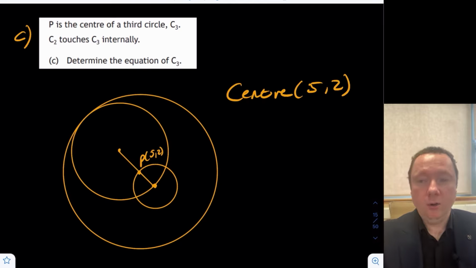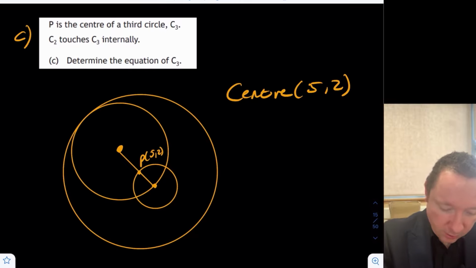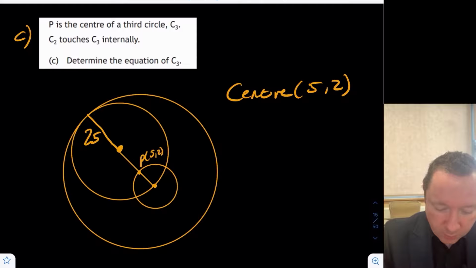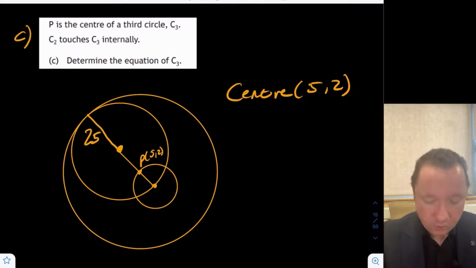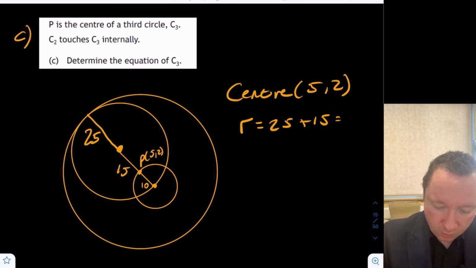And we need to work out our radius. But we already know some information from what we've already worked out previously. We know that the radius of this big circle here is 25. And we know that the distance between here and here was 15, because it was 10 over here as well. 10 and 15 make 25. So if we know that this is 25, and from here to here is 15, then the radius of our new circle is 25 plus 15, which is equal to 40.